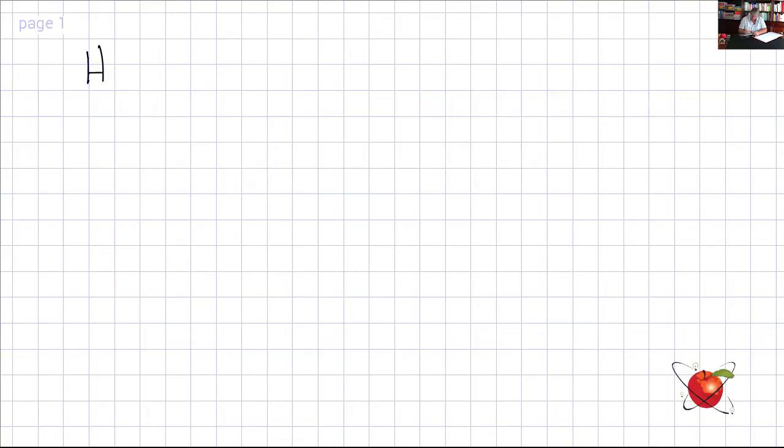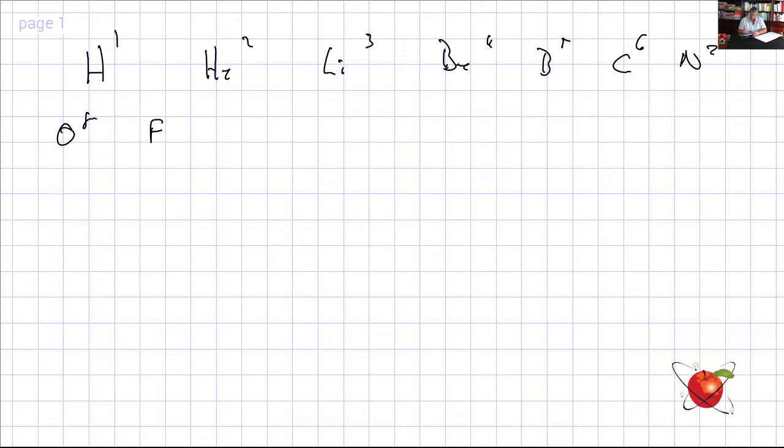Each element, if you look at each atomic number, increases by 1. Hydrogen is 1. Helium is number 2. Lithium is number 3. Beryllium is number 4. Boron is number 5. Carbon is 6. Nitrogen 7. Oxygen 8. Fluorine 9. And neon is number 10. We said that each one of these is going up by 1.